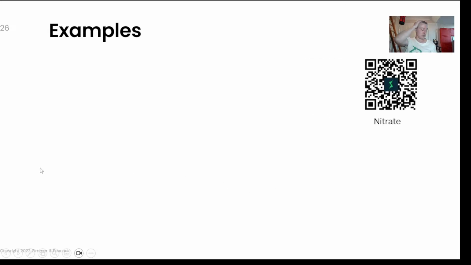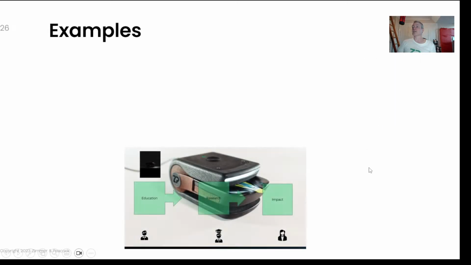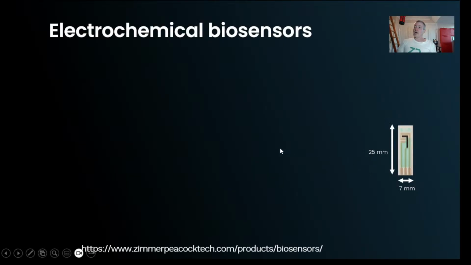Just out of interest, anyone who's dealing with any kind of water, nitrate is going to be the big one. Nitrate, phosphate, these are going to be the ones that people are really interested in as well. So we've also got nitrate in there as well.